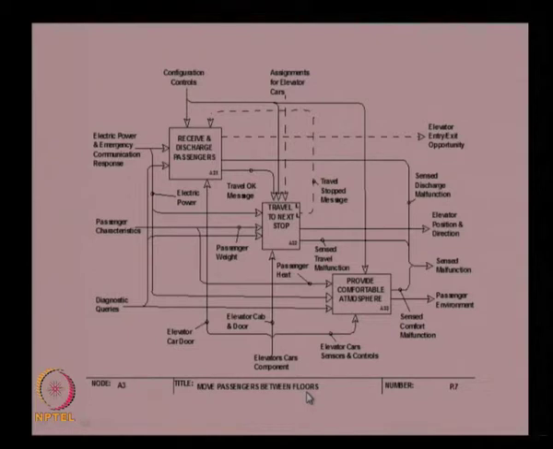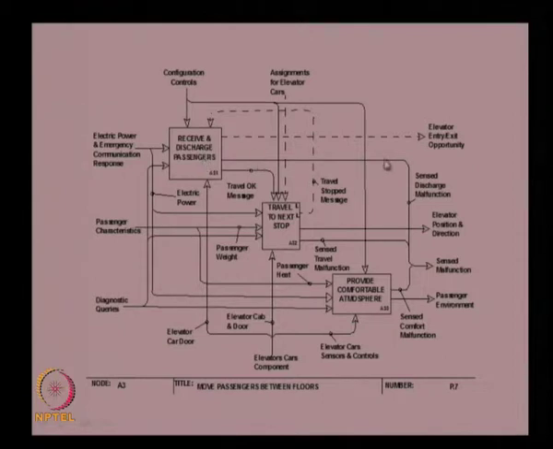Here again you can see receive and discharge passengers. The inputs are configuration controls and other information coming from the travel stop messages coming from the elevator cars, and the electric power and other inputs are also here. Similarly, it will get input from other sources like elevator car door status. The car components are the mechanisms through which this function will be executed, that is, elevator car doors and elevator car components as the mechanism, and they will provide the opening and closing of the doors to receive and discharge passengers.